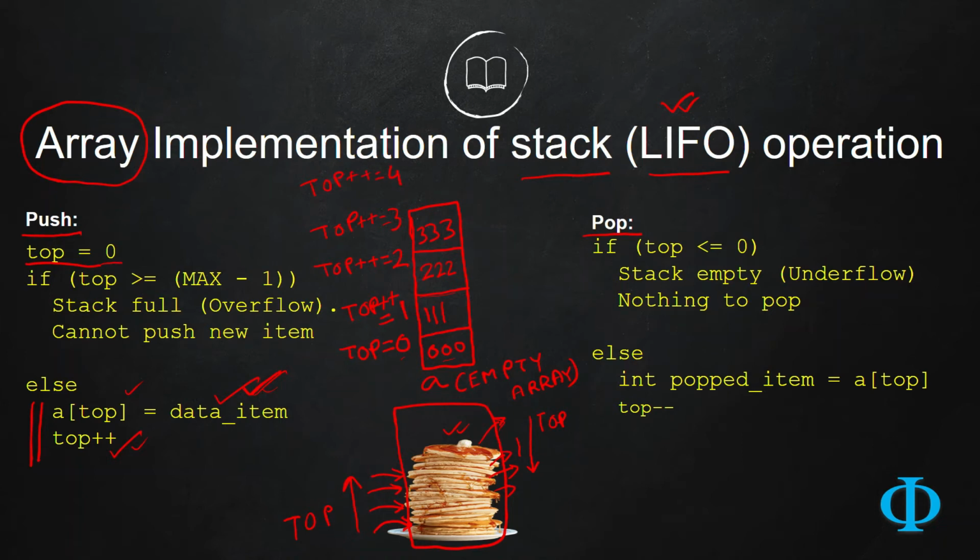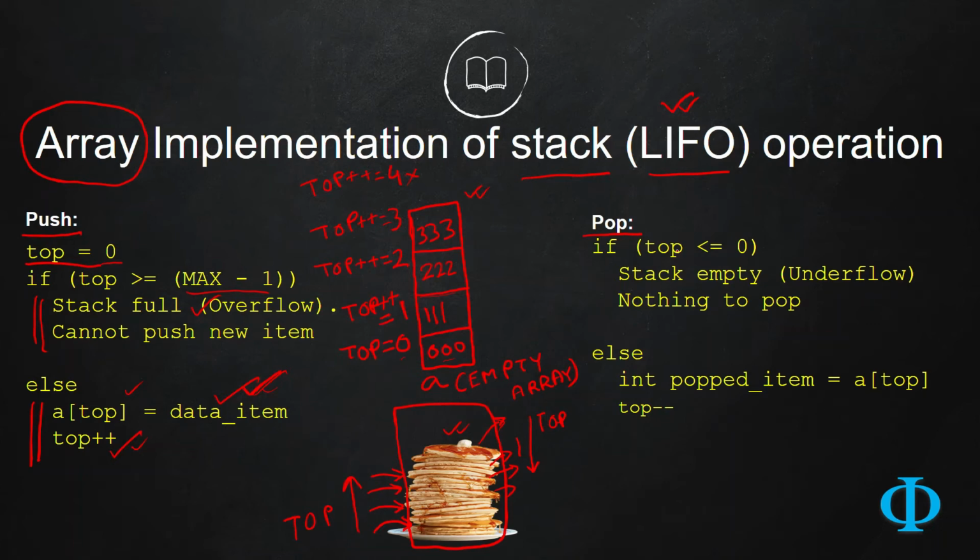Now see, the maximum capacity of the array is achieved. So what will happen? Next time if you want to push another element in the stack, it will go to this if condition and it will tell that the stack is full and you cannot push any other new item. So it is not possible, and sometimes this stack full condition we give another name, which is called stack overflow. So that's about the push operation.